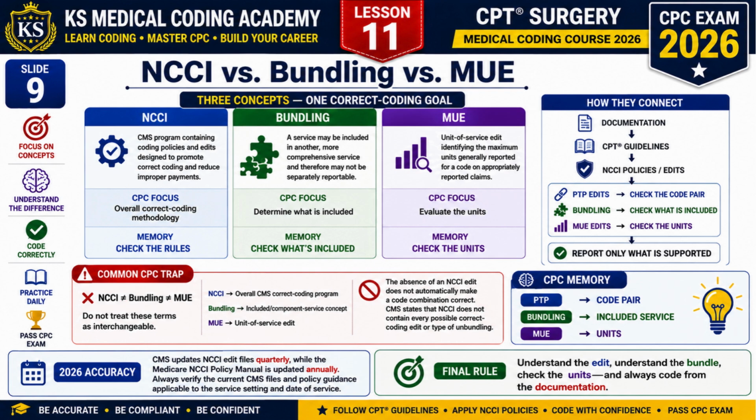Your coding workflow should be: documentation → CPT guidelines → NCCI policies and edits → check the code pair → check what is included → check the units → report only what is supported. Finally, always verify the current CMS files and policy guidance applicable to the service setting and date of service. Remember, understand the edit, understand the bundle, check the units, and always code from the documentation.